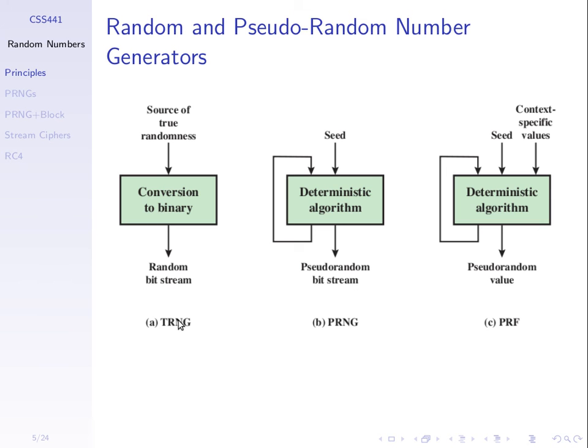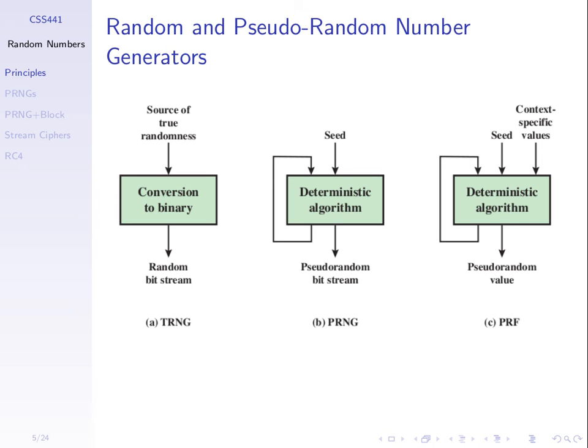A true random number generator takes some source of true randomness, like radiation levels or noise from electronics, and converts that into binary, into bits, which we can use in our computer. We normally need a device to do that conversion, and it produces a sequence of bits that come out. We call that a random bit stream. Equipment that does that is measuring some different sources, usually, and then producing zeros and ones that come out, and we can then use that for other purposes.